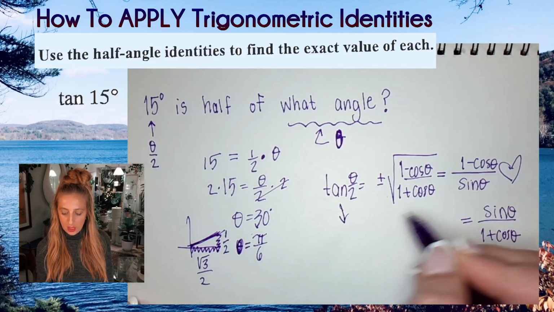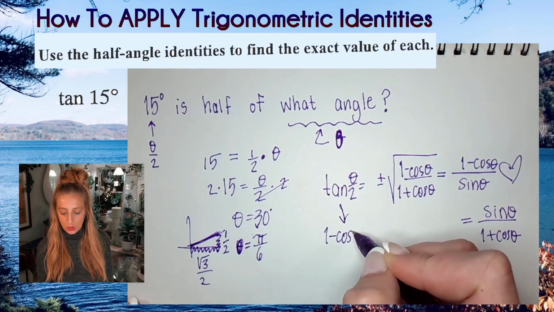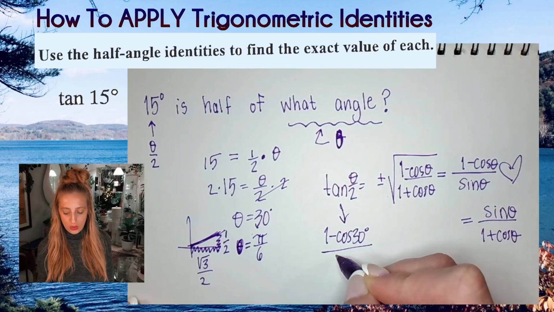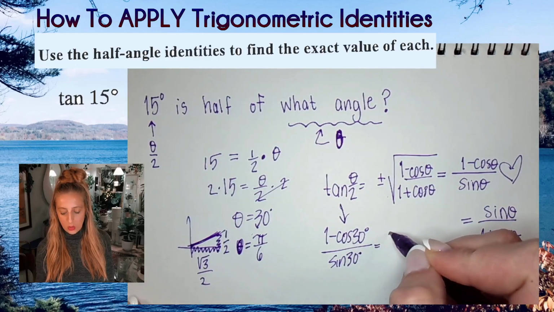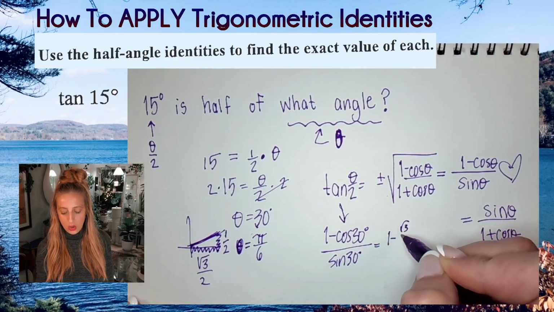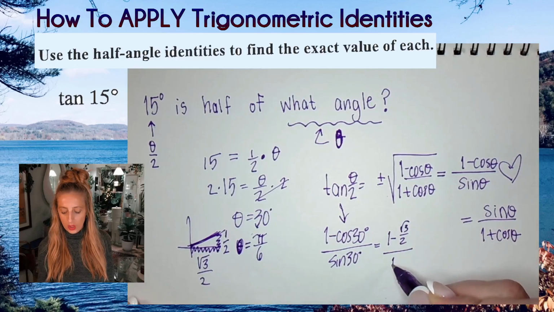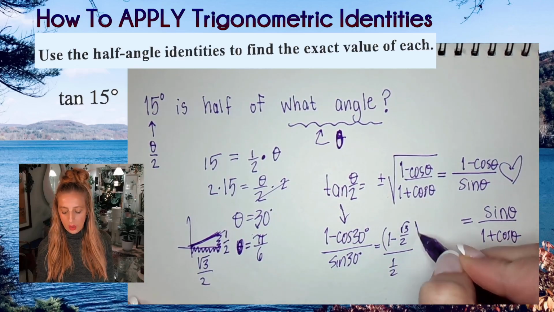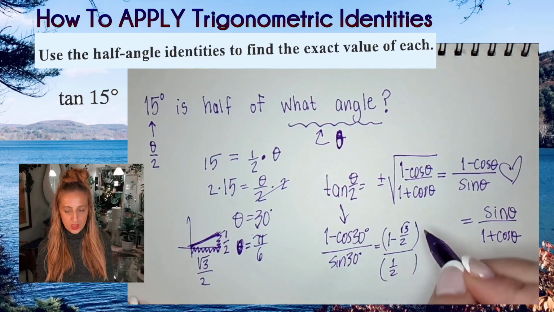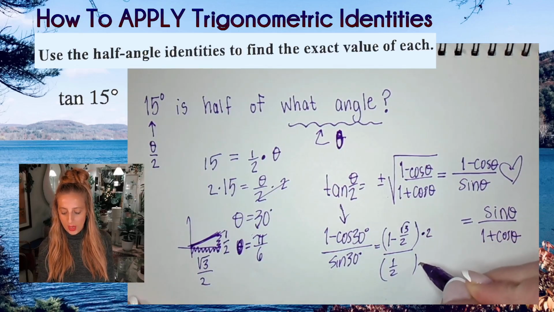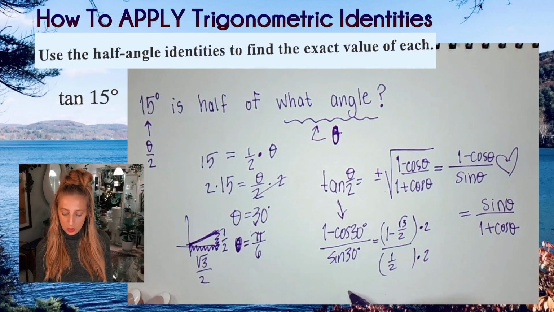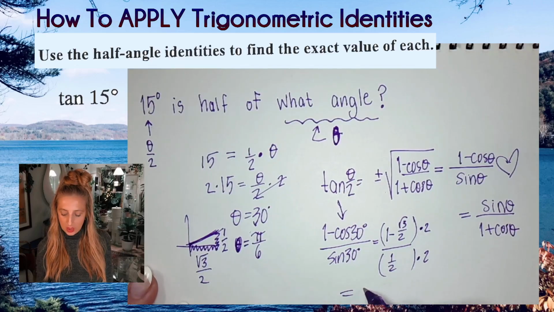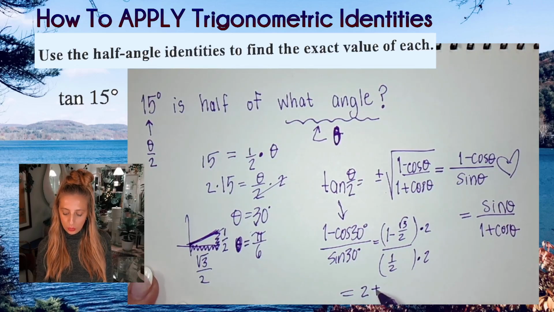So I'm going to use 1 minus cosine 30 degrees over sine of 30 degrees, which equals 1 minus root 3 over 2, over 1/2. Hamburger style, bun around the top and bottom, multiply by my lowest common denominator, which is 2. Distribute that to the numerator. Quick and dirty, clean it up to, oops, not plus.